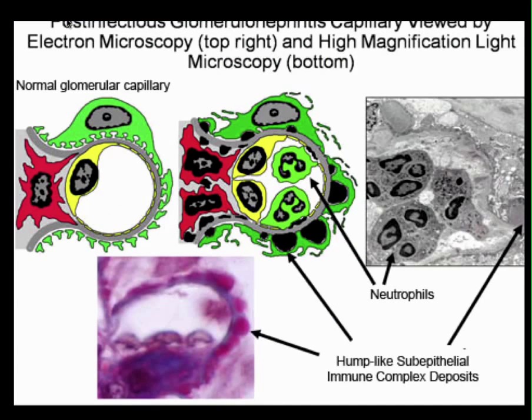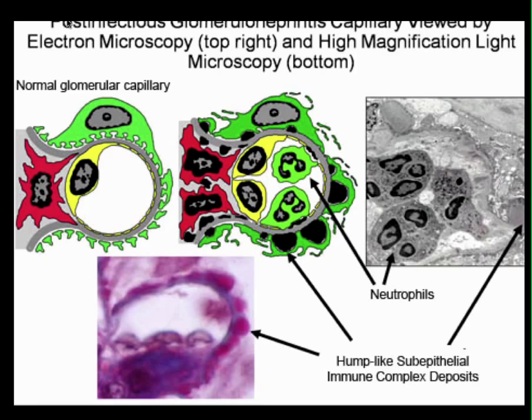This is a drawing that shows what happens in post-infectious glomerulonephritis. The drawing on the left-hand side of this slide represents a normal glomerular capillary with a single endothelial cell lining the lumen, the basement membrane, the podocyte, as I described earlier, sitting on top of the basement membrane in the urinary space and putting out foot processes which sit right on top of the basement membrane. And the red cytoplasmic cell represents mesangial cells supporting the capillary lumen.